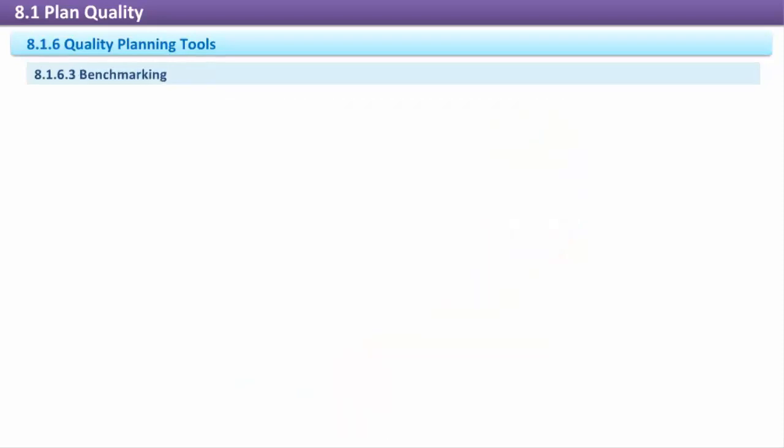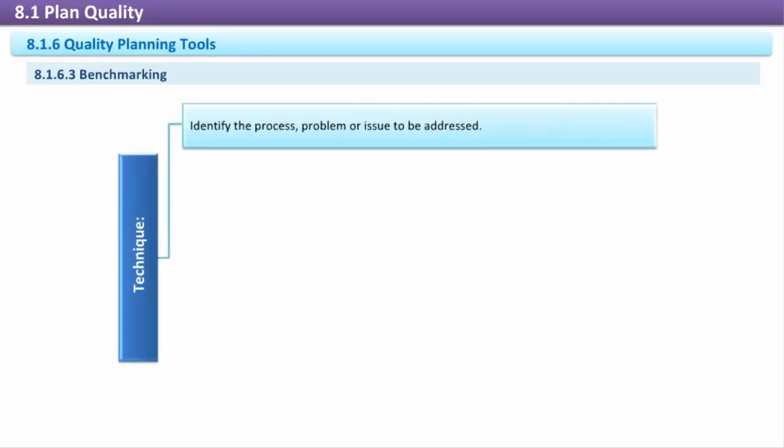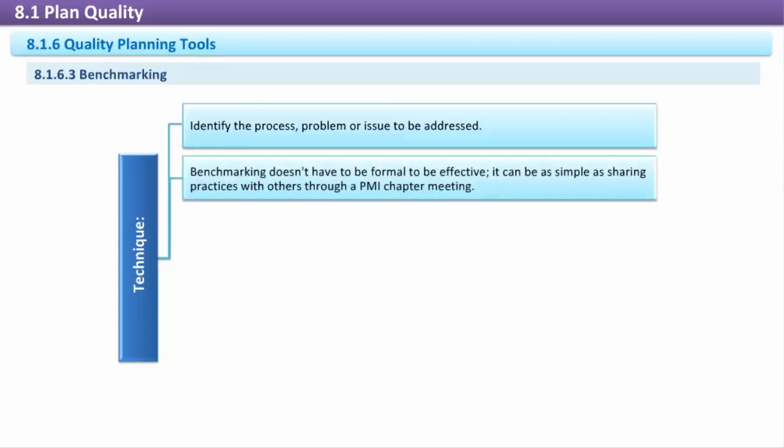Benchmarking. Benchmarking compares similar processes between different organizations, helping to generate ideas for improvement and to provide a measurement basis by helping the organization determine what the standard is. Benchmarking can also help process re-engineering by introducing new approaches to existing processes. Technique. Identify the process, problem or issue to be addressed. Benchmarking does not have to be formal to be effective. It can be as simple as sharing practices with others through a PMI chapter meeting.